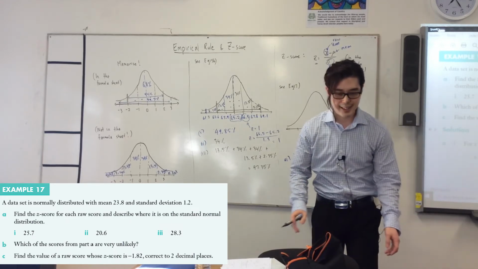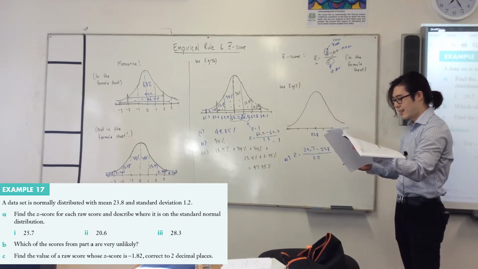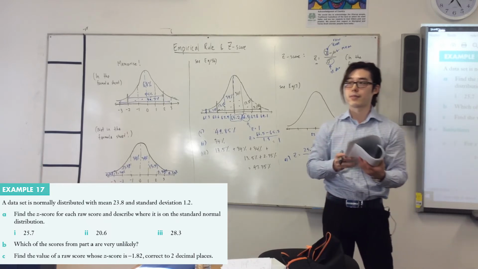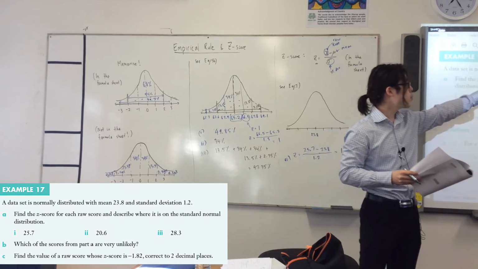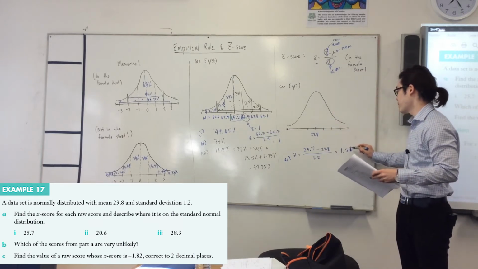But there's more to it. Just hold on, I'm not done. I picked this example for a reason. So that's 1.58. It also says, girls, please read the question carefully. What does it say in the question after? Describe its position on the standard normal distribution. So if the z-score is 1.58, what does that indicate?